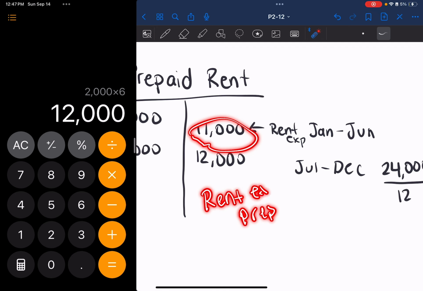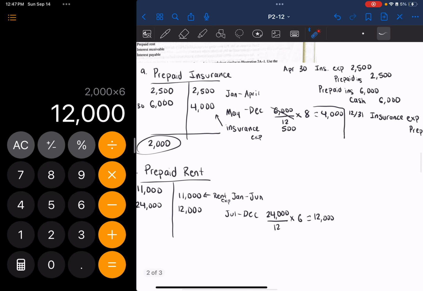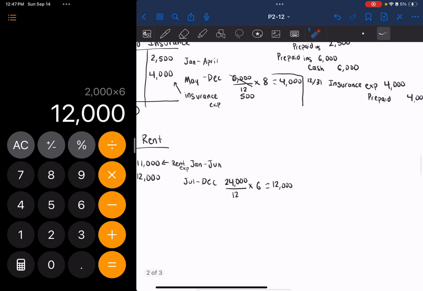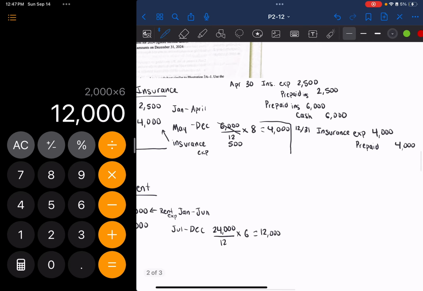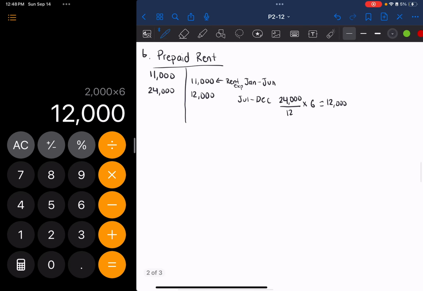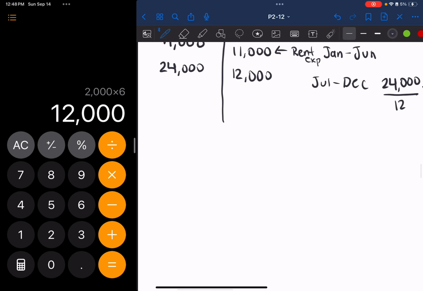And then this is like rent expense, prepaid. And then it's basically the same entries as up here, just with rent and these amounts. So then part C is interest receivable.